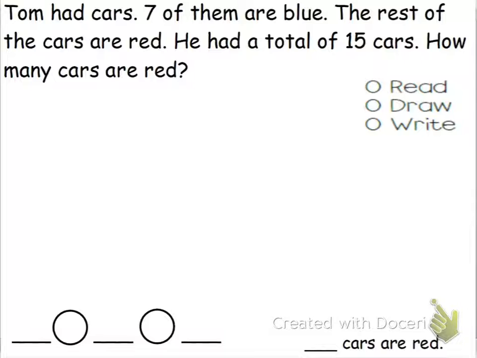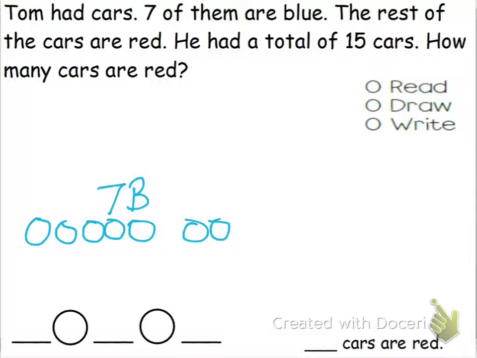So now, let's chunk it. Tom had cars. Can we draw something? Nope, it doesn't say anything. It doesn't say how many cars. 7 of them are blue. Can we draw something? We sure can. We can draw the 7. Now, what is 7? Is it a part or a whole? It is a part, because it's just saying that this is the blue cars that Tom had. So this is the 7 blue cars that Tom has.